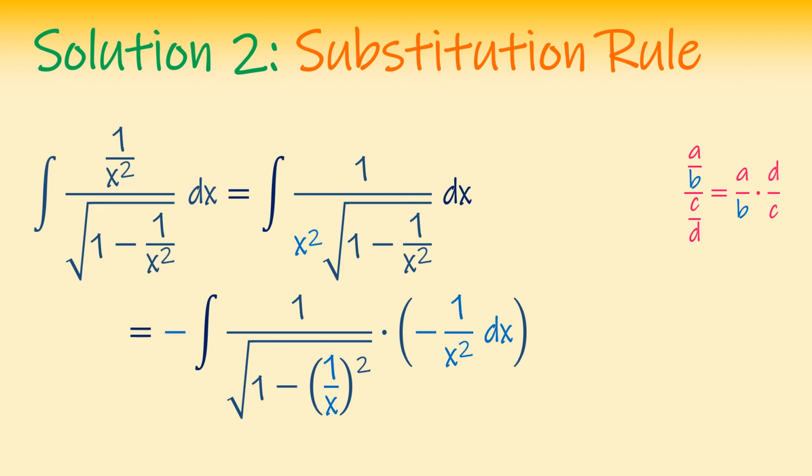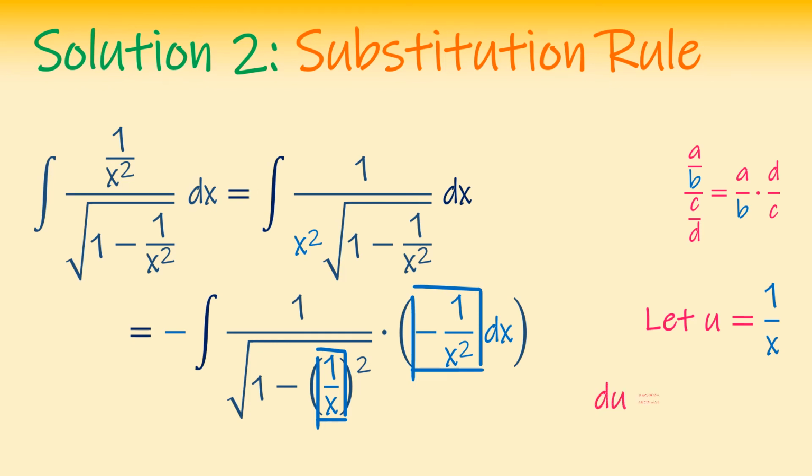Notice that the factor 1 over x and its derivative, -1 over x squared, can be found in the integrand. Then, let u be equal to 1 over x. du equals the negative of 1 divided by x squared dx. Now, we are trying to find the integral in terms of a new variable u.